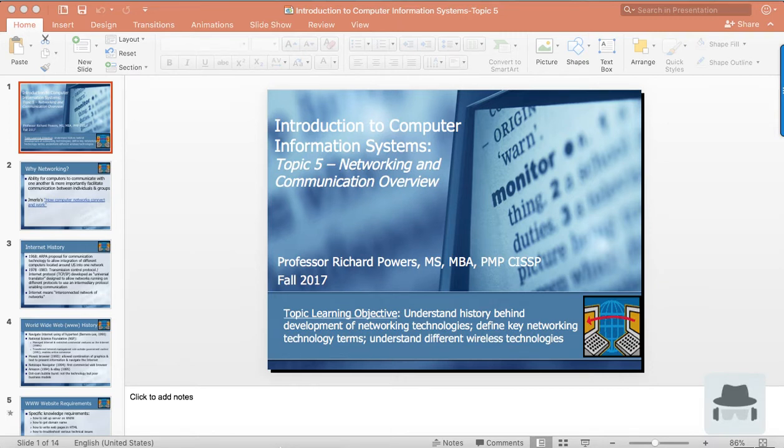Okay, so in topic 5, we're going to be talking about networking and communication. Our objectives here: we're going to talk a bit about the history behind the development of different networking technologies, define some key networking technology terms, and talk a little bit about wireless and some of the different wireless technologies that are out there.